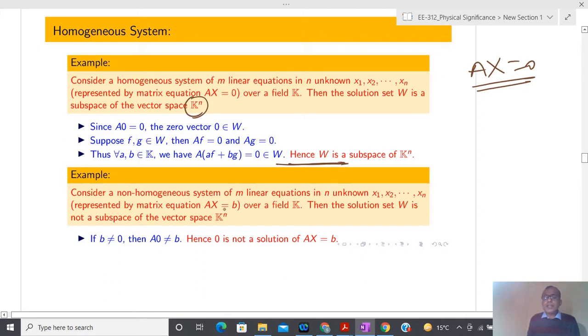But if you take Ax equal to b, then obviously I cannot show that the origin exists, or that the origin will satisfy this, because x equal to 0 will not satisfy it. And what we have seen is that the origin should always exist in that space. Due to that reason, this will not form a vector space if I am trying to solve Ax equal to b. In the next part of this course I will tell you how to solve it.